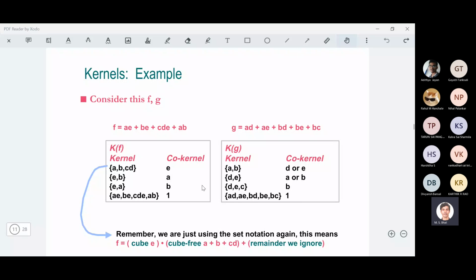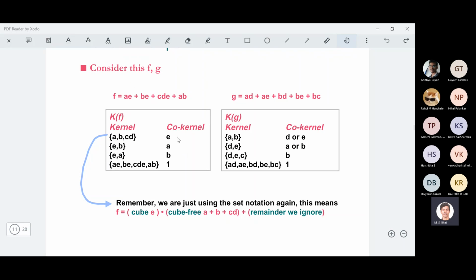So here is another example. Suppose our functions f and g are the following. F is ae + be + cde + ab. G is ad + ae + bd + be + bc. If I divide f by E, which is my co-kernel, a single cube, then I get a + b + cd as the kernel. Of course, I am not bothered about the remainder because we are looking at kernels and co-kernels.